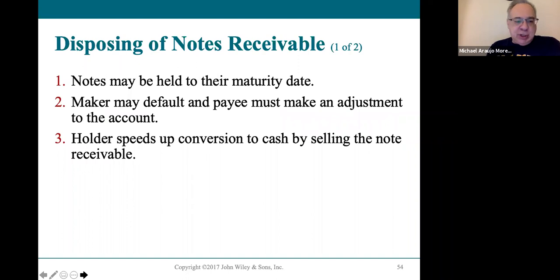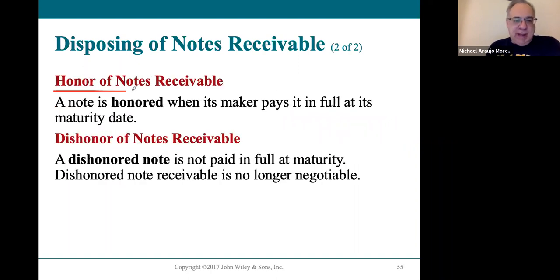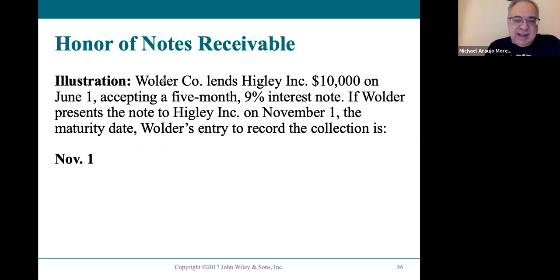Only two things can happen to notes. They're either paid on time and in full, which means they're honored. If that's not paid in full by the maturity date, then it's dishonored. So a little bit of terminology here. Let's find out what happened to this note.